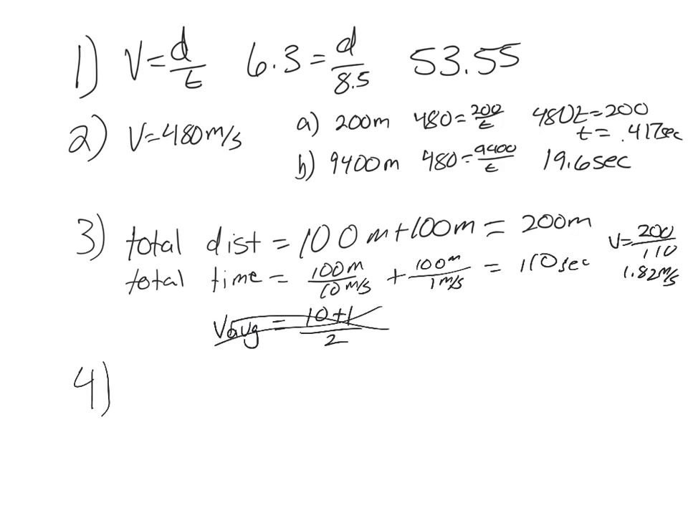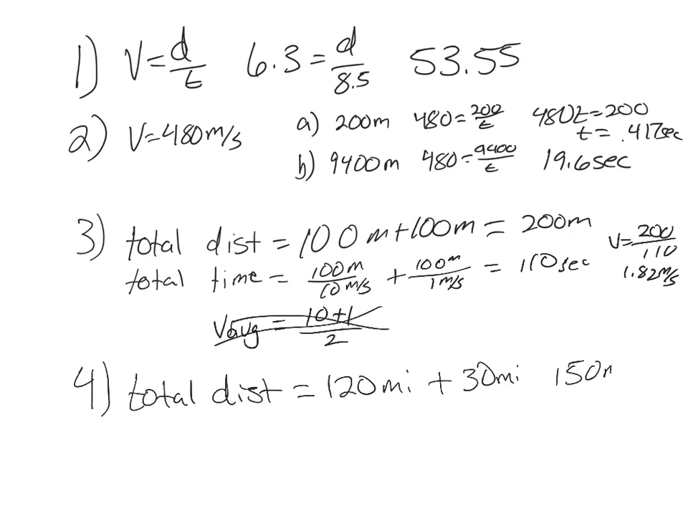Number four, you're in a car going 60 miles per hour for 2 hours and then 30 miles per hour for another hour. What was the average speed? So again, total distance, total time. Total distance would be 60 miles per hour for 2 hours. That's 120 miles. And then plus 30 miles per hour for 1 hour. That's 30 miles for a total of 150.